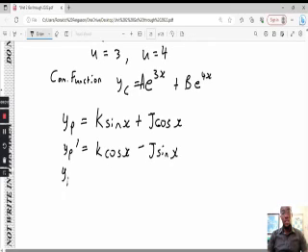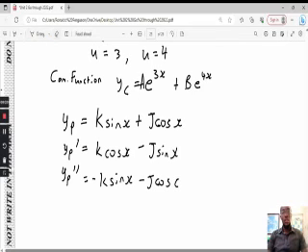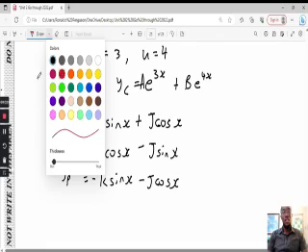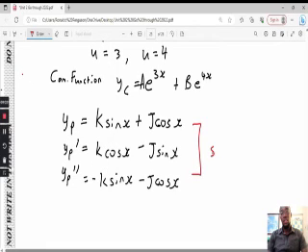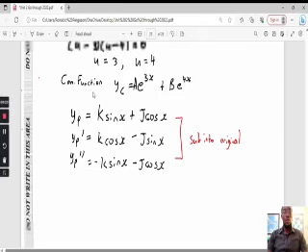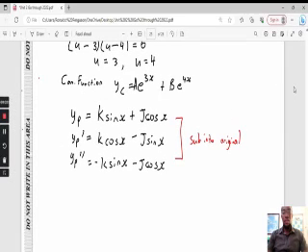Then when you differentiate again, when you differentiate cos, you get minus sine. When you differentiate sine, you get positive cos. Then we're going to substitute these three equations in the original equation. So sub into the original equation, right? We just plug it in where we see y and y prime and y double prime.